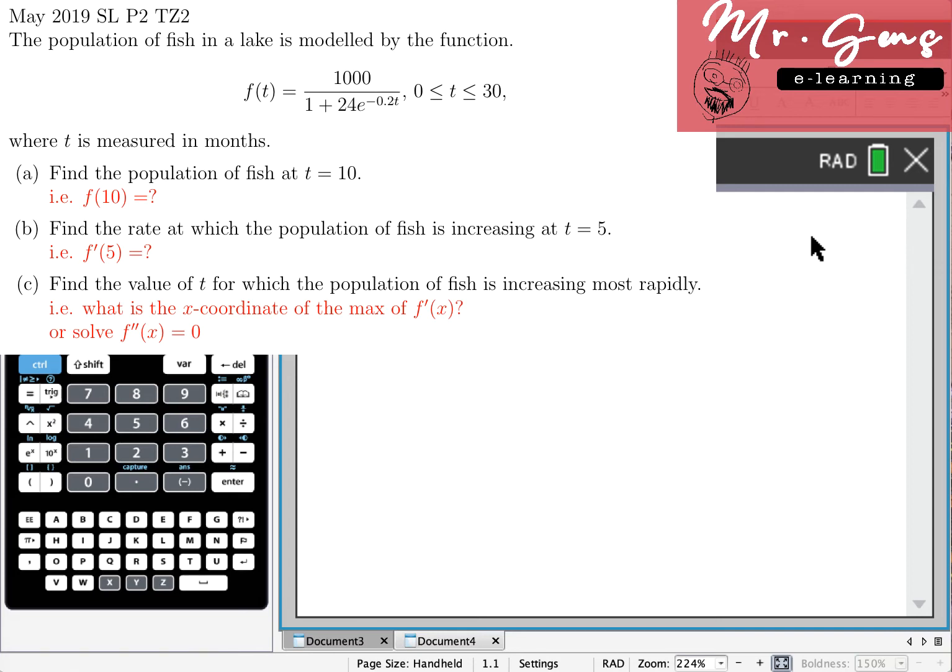When you are given a word problem, translating problems to more algebraic language may ease your work. We are given a logistic model for the population of fish in a lake. In order to find the number of fish in the 10th month, we need to substitute 10 in the f of t model. So that's f of 10.